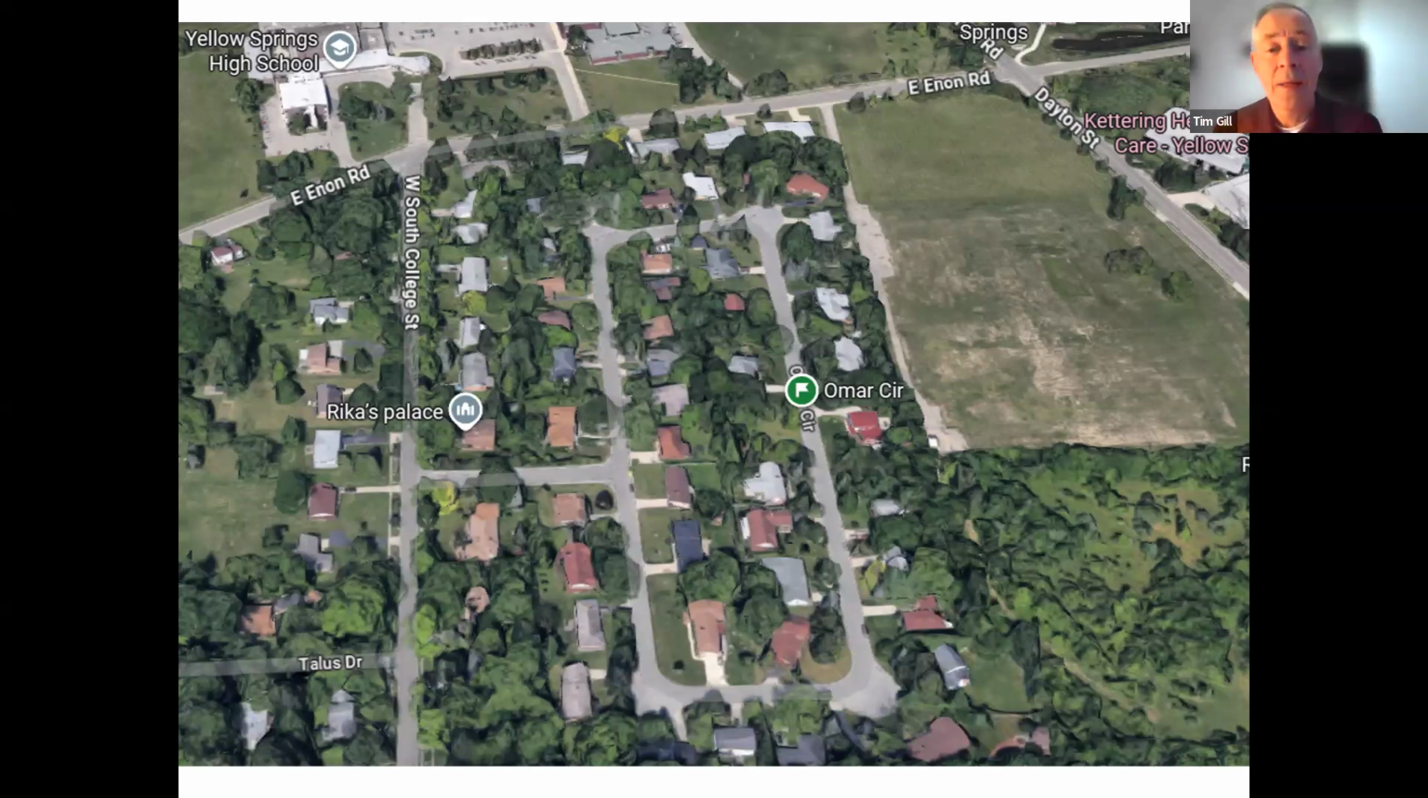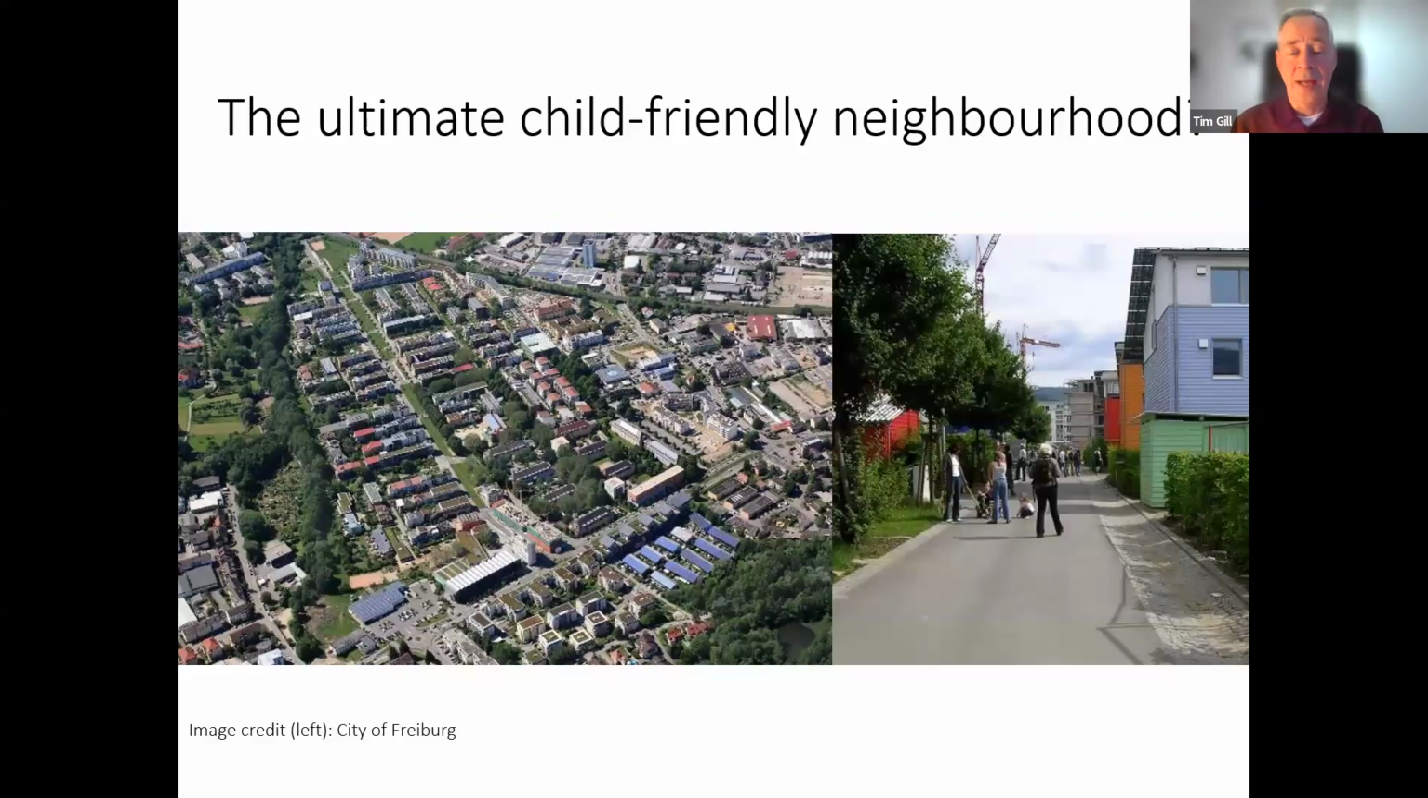One place where the popsicle test, I think, would get passed is this neighborhood. And this is a neighborhood that I hold up in my book as being possibly the ultimate child-friendly neighborhood. Now, there's a question mark there. It's a lighthouse or a compass point. It's not a blueprint, but what you're looking at is the neighborhood of Vauban, which is a district of about 6,000 population in the German city of Freiburg.